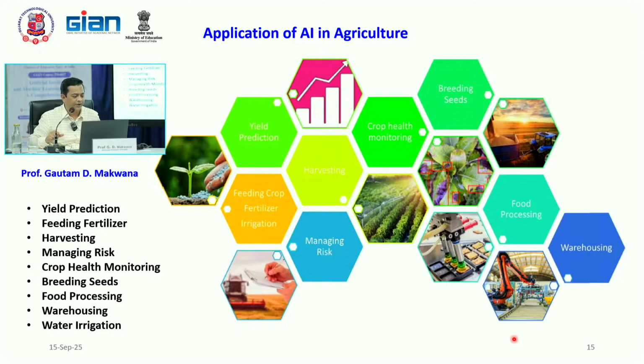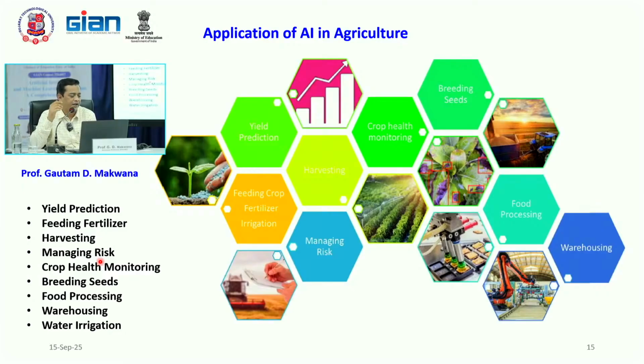Now this is a different application. Most of them I already discussed: yield prediction, feeding fertilizer, harvesting. Harvesting is one of the issues: when to harvest my crops. If we have some season fixed, after this number of days we harvest our crops. This is how to get good quality crops, good quality fruit or food. It depends upon the exact day when you harvest your crops, and it will give good quality of the crops.